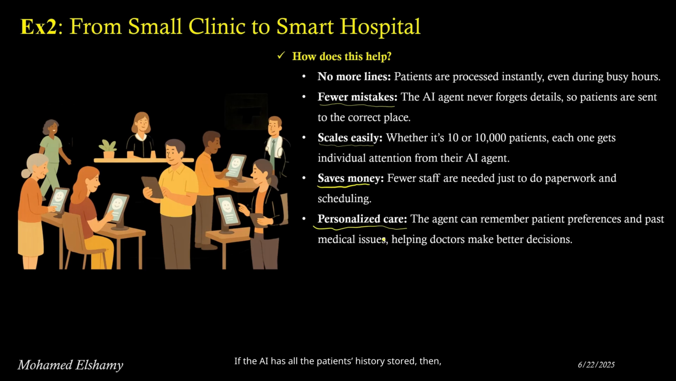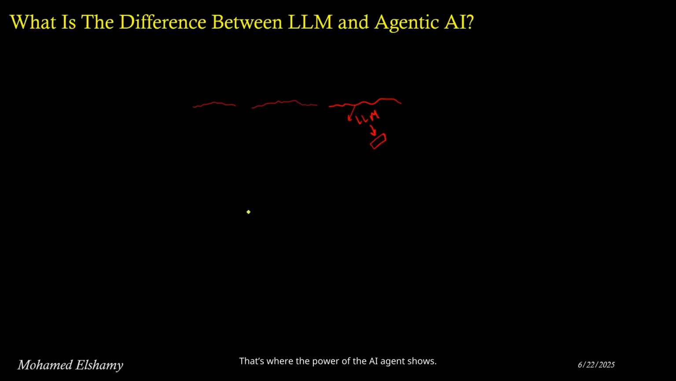If the AI has all the patient's history stored, then, for example, if this patient registers her info on the device and the AI knows she had a certain illness before, it will immediately, without a long conversation, direct her to the doctor she's seen several times before. Of course, no human could memorize the database of 1,000 or 10,000 patients to direct them to the right doctor. That's where the power of the AI agent shows.